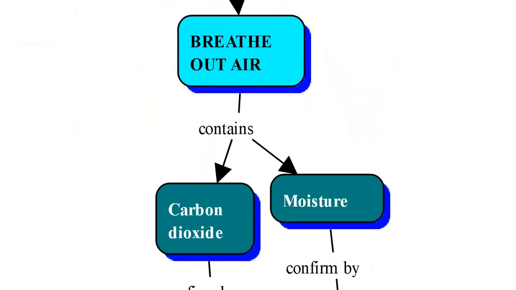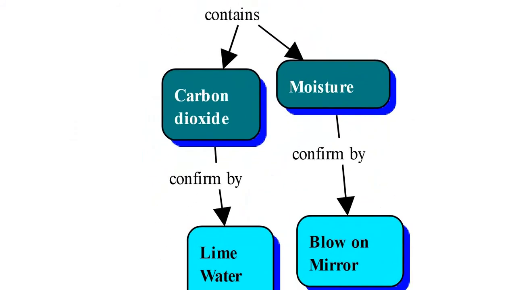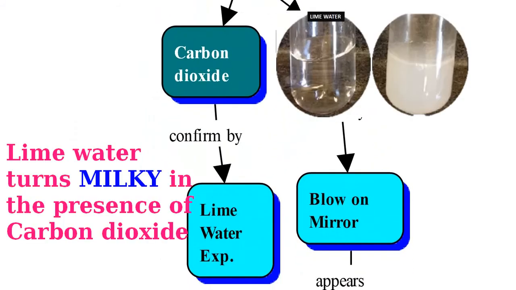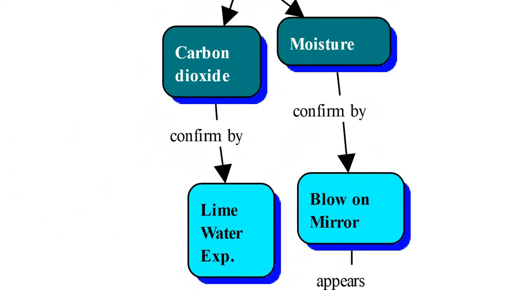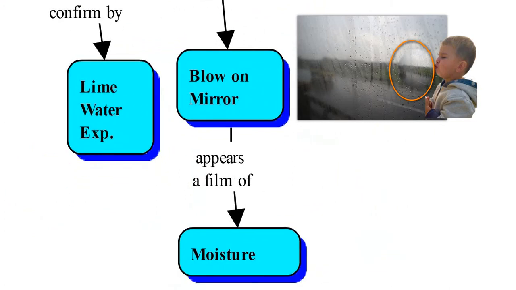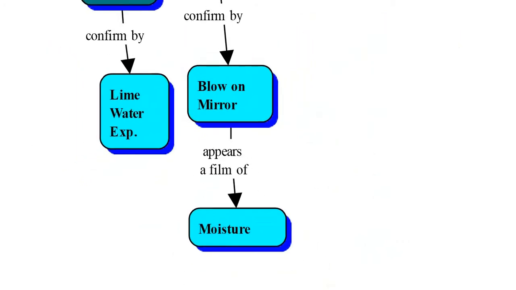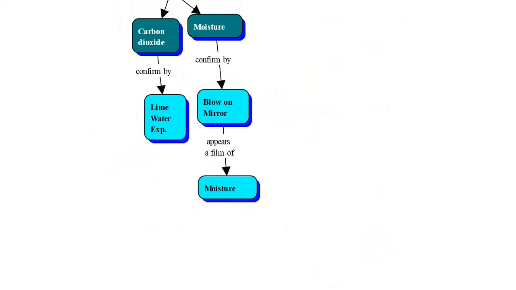Breathing out air contains carbon dioxide and moisture. Carbon dioxide is confirmed by the lime water experiment. Presence of moisture is confirmed by blowing on a mirror, on which a film of moisture appears. These two experiments confirm the presence of carbon dioxide and moisture in the breathed out air.